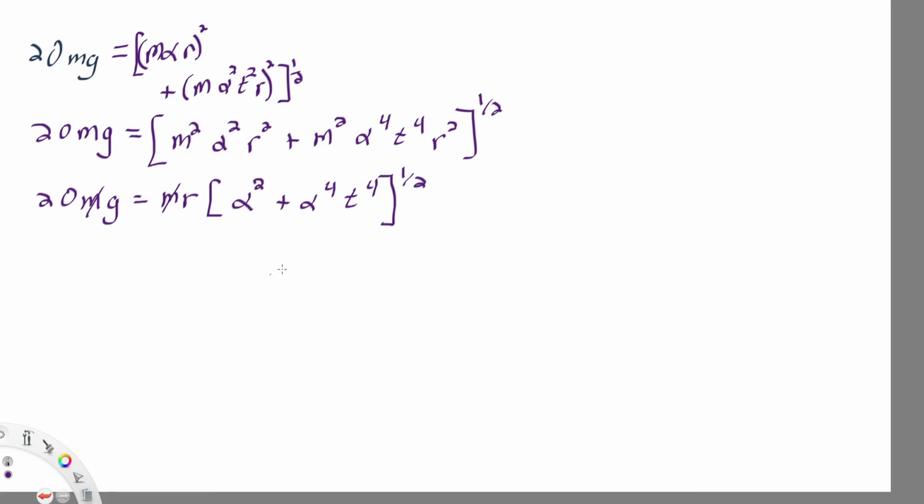Right, so far so good. I'm going to divide the r off to the left-hand side of the equation. And then we're going to square the entire equation to get rid of the square root on the right-hand side.